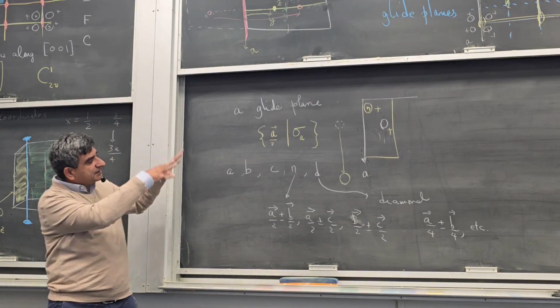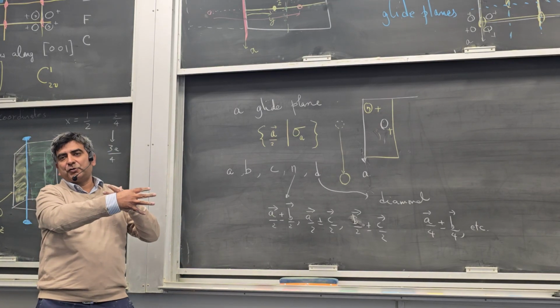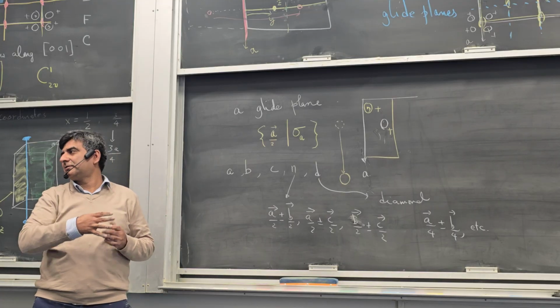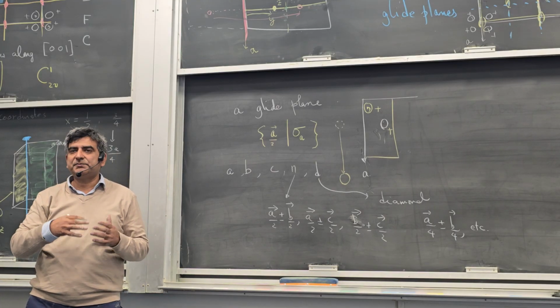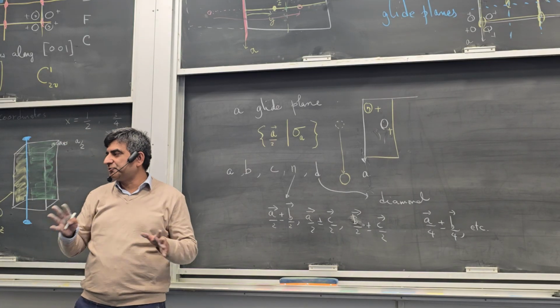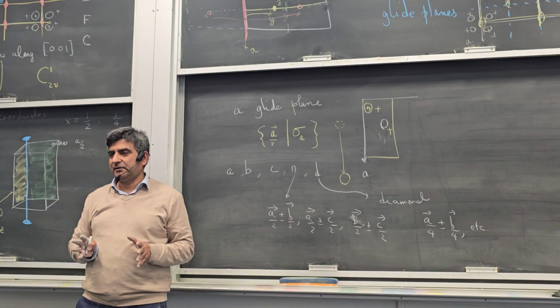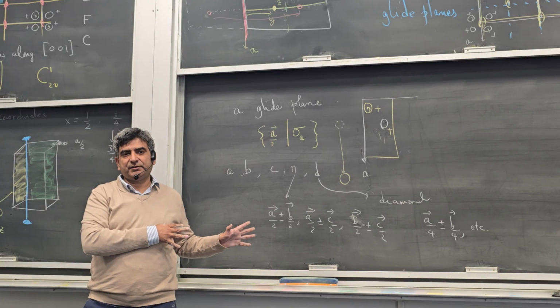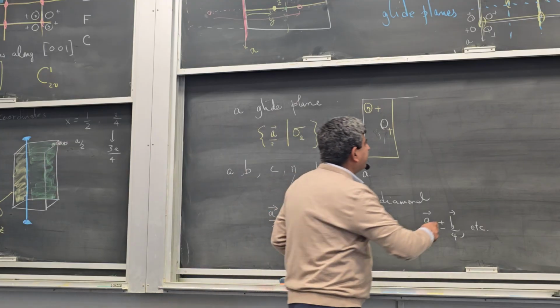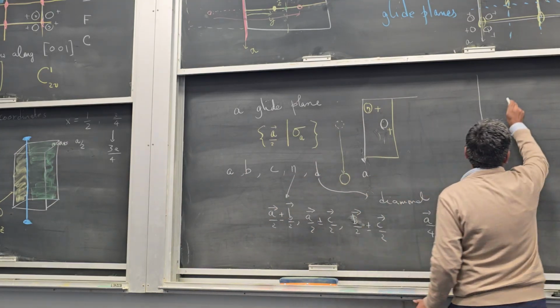So this additional symmetry element pops out when you introduce translation, and this is only valid for space groups. This is not valid for point groups. Point groups do not have these translation elements. These are not point symmetry operations. So in addition to glide planes, you can have screw axes.